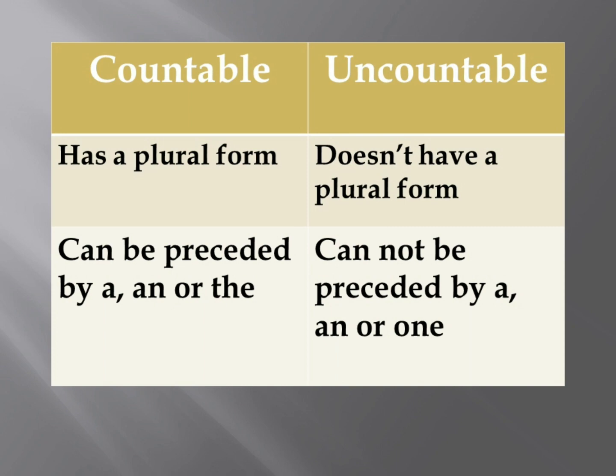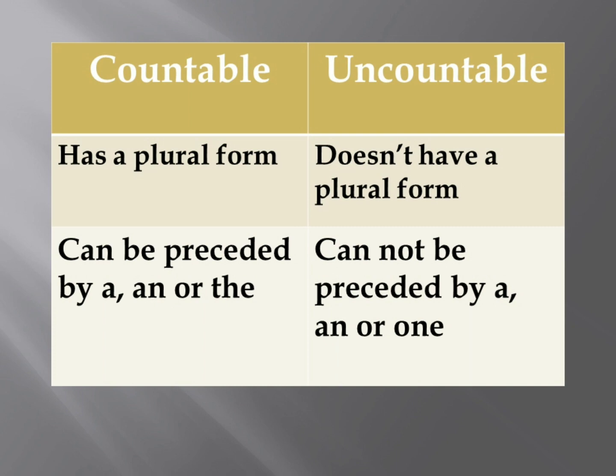Countable and uncountable nouns have other major differences as well. One is that countable nouns have a plural form. For example, book. If more than one book is present there, we can call it books. But in the case of uncountable nouns, we cannot give a plural form. For example, furniture. But we cannot say furnitures. So, countable nouns have a plural form while uncountable nouns don't have a plural form.